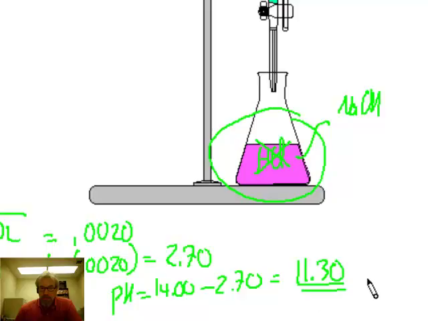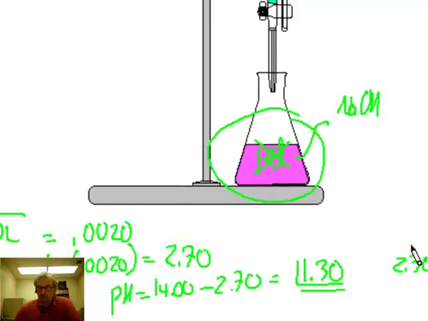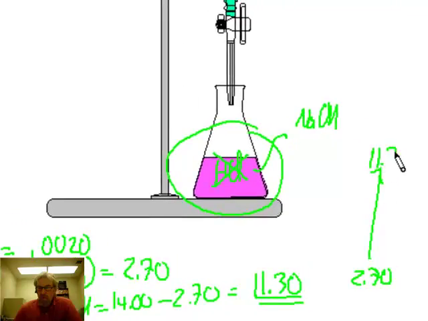If you think about it, in the space of 0.2 milliliters, which is about 4 drops, our pH went from 2.70 all the way up to 11.30. And in the whole previous 24.90 milliliters, it had only moved from 0 to 2.7. So there's a dramatic change in pH that happens right around the equivalence point. And that's what makes this indicator work so well.